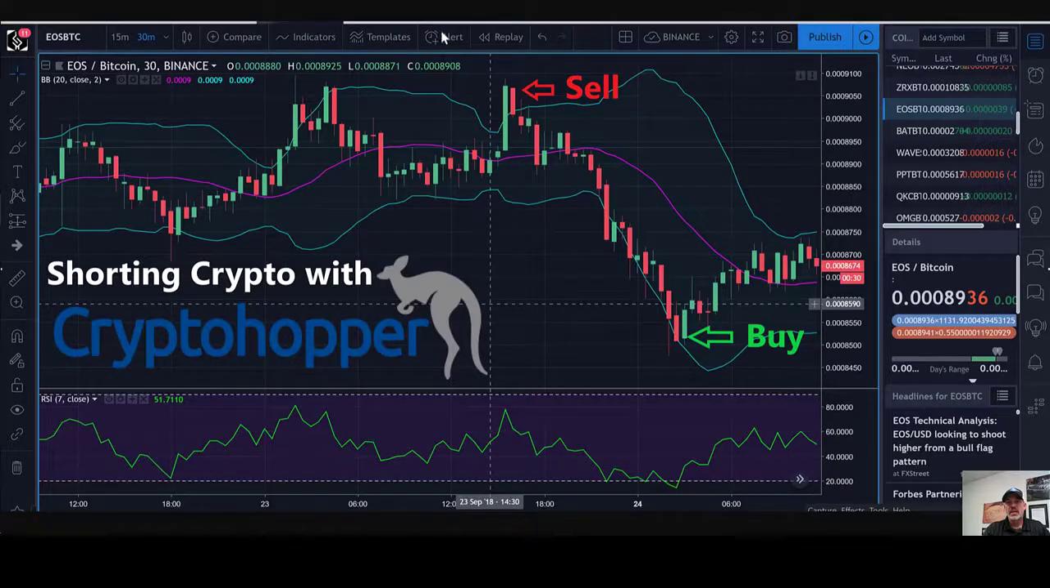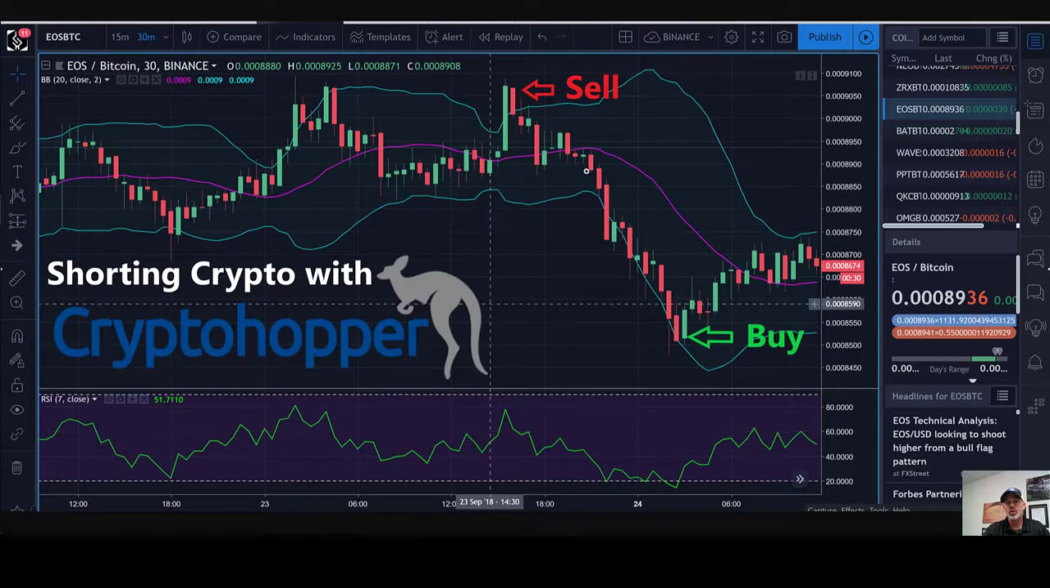So for example, if you took a look at the EOS chart and maybe you saw a double top coming in here and you decided that's going to be resistance and therefore I believe EOS will go down. And so you put in a sell order for 100 tokens of EOS, anticipating that it will go down.